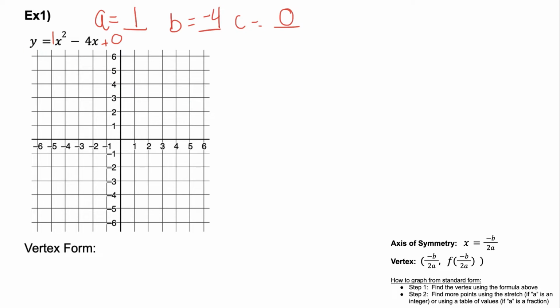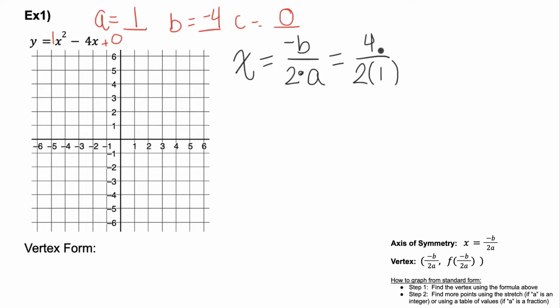Now we're ready to use our vertex formula. So the vertex formula is x equals the opposite of whatever b is divided by 2 times whatever a is. So for this problem, since b is negative 4, I'm going to write positive 4 on the top. So this just means the opposite of b. This is negative, I write a positive. On the bottom, I'm going to do 2 times whatever a is, and in this case, a is 1.